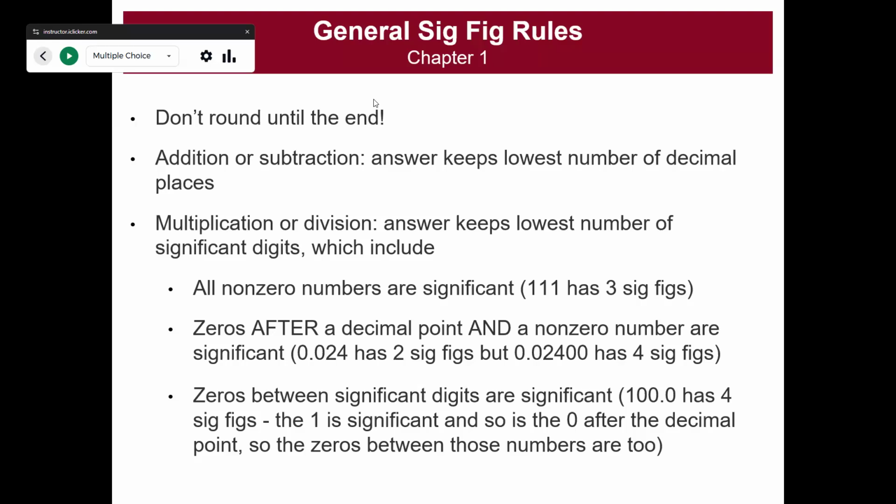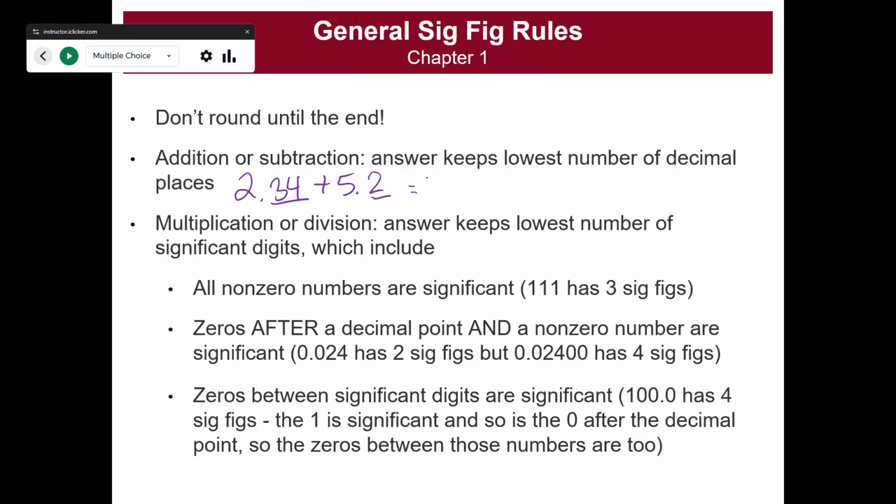Addition and subtraction with sig figs, your answer keeps the lowest number of decimal places. Multiplication and division, your answer keeps the lowest number of significant digits or significant figures. So a couple examples here. So addition and subtraction, if you had 2.34 plus 5.2, for example, just addition. The rule is decimal places. So 2.34 has 2 decimal places, but 5.2 only has 1 decimal place. So our answer should only have 1 decimal place.